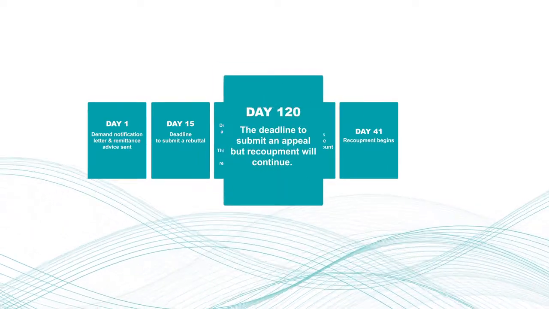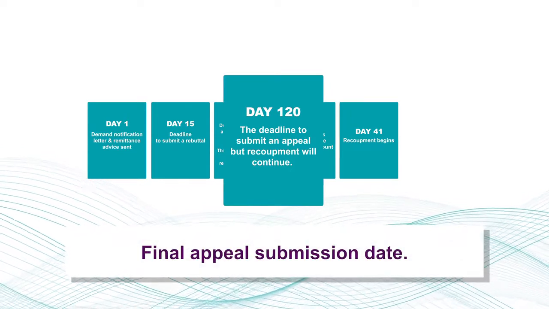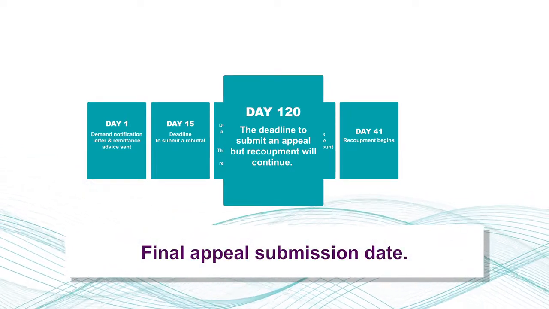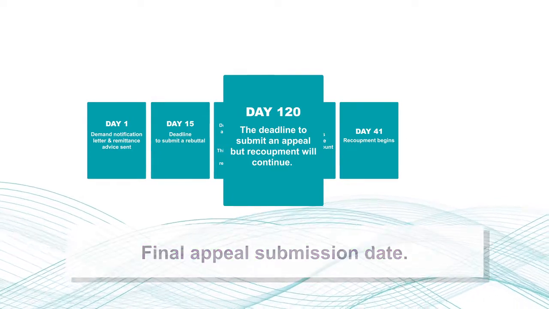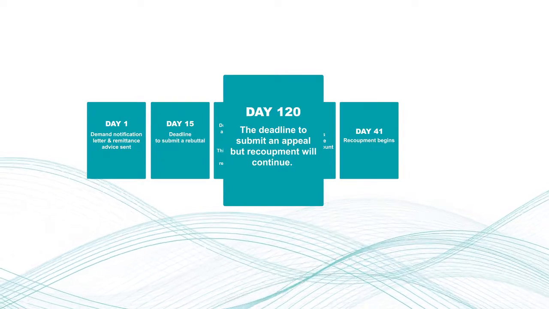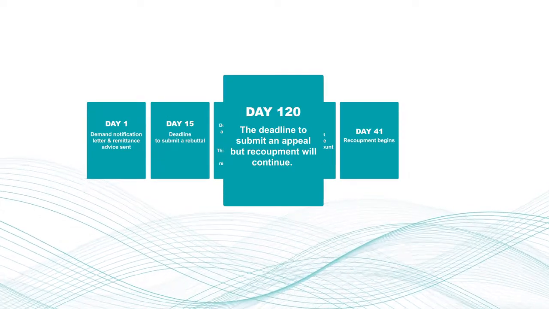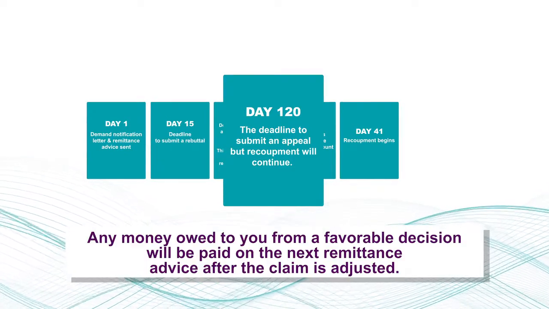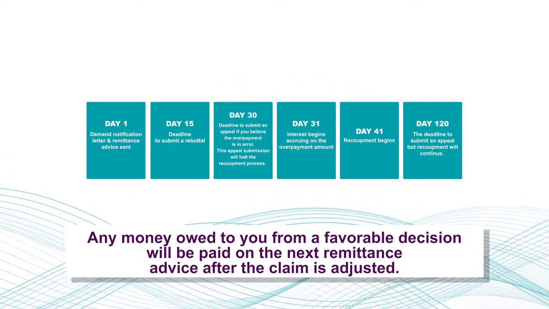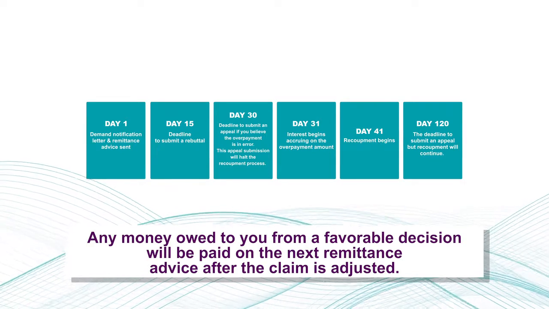Day 120, this is the final deadline date to submit an appeal for the overpayment. If you still believe the overpayment is an error, submit the appeal to render a favorable decision, but remember, the recoupment process will continue. Any money owed to you from a favorable decision will be paid on the next remittance advice after the claim is adjusted.